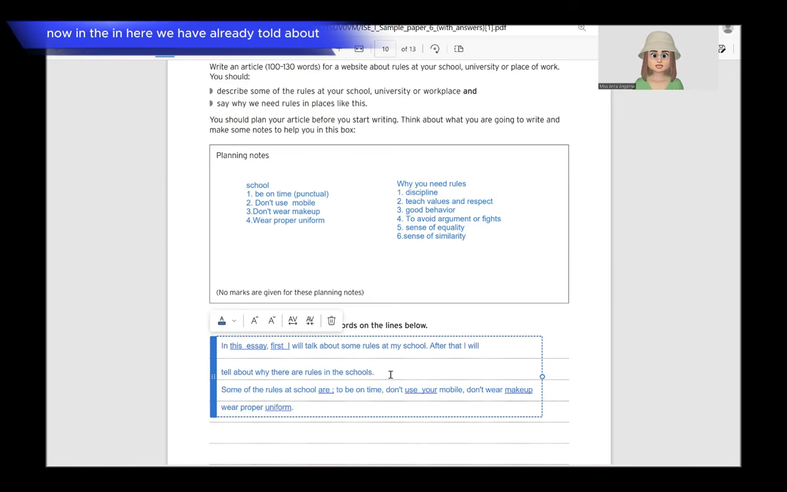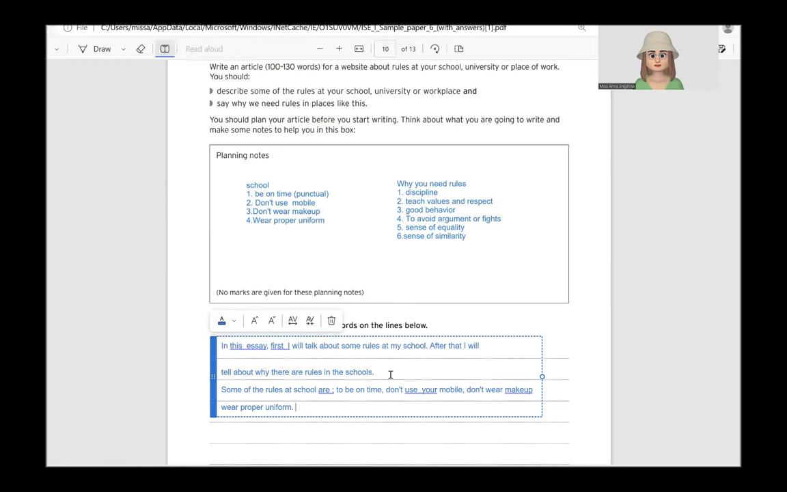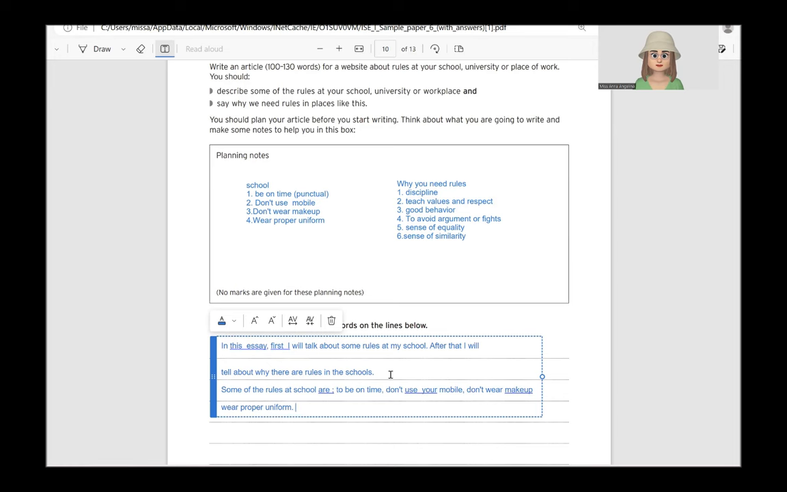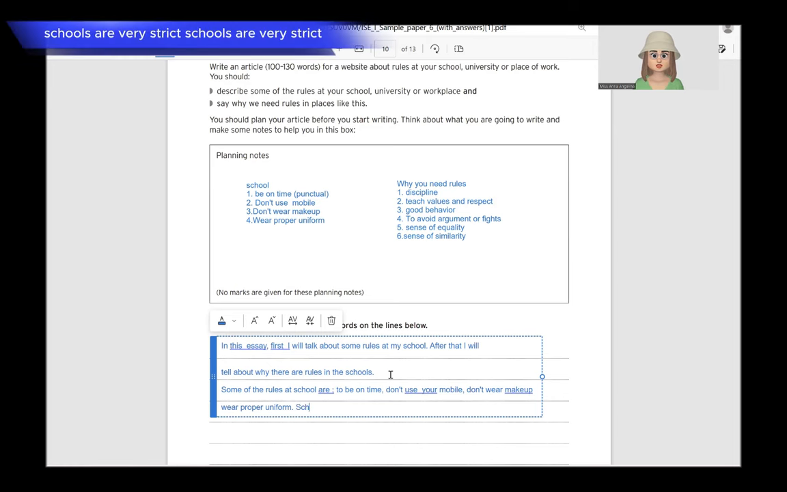Now, Nidhi, in here we have already told about some important rules at school. Then you can say that schools are very strict about these rules, and they punish if these rules are not followed. Okay? So there is schools are very strict. Schools are very very strict.